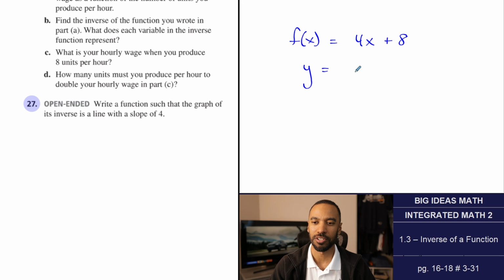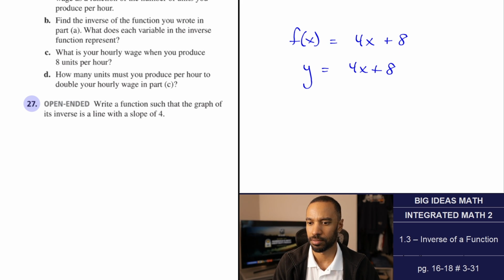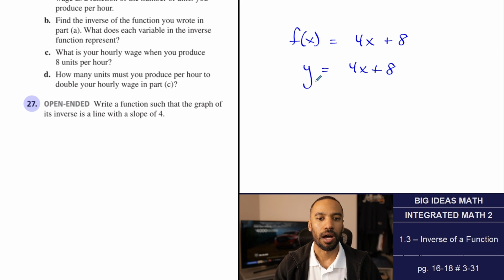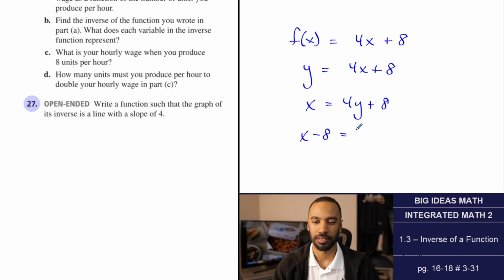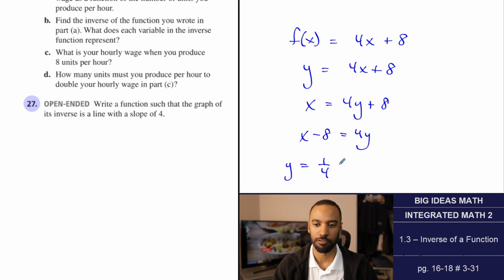Let's take its inverse. Sorry if you hear a humming. Give me one second here. Okay, here we go. y equals 4x plus 8. Swap: x equals 4y plus 8. Subtract 8 and divide both sides by 4. You get y equals 1/4 x minus 2, or the inverse of it.